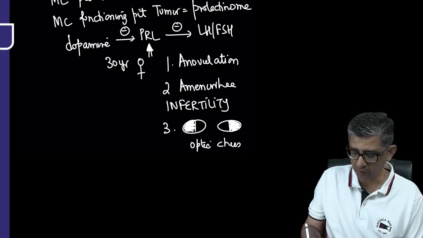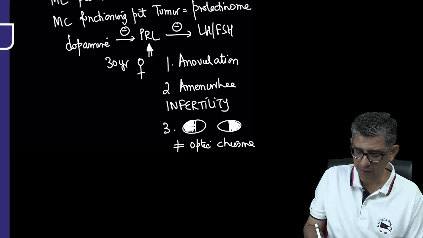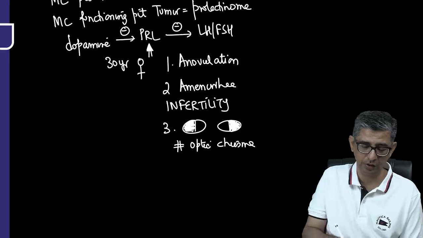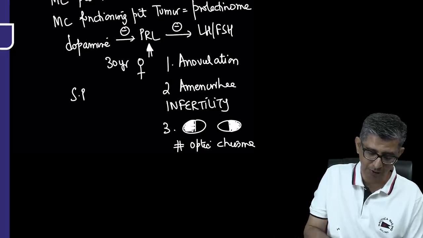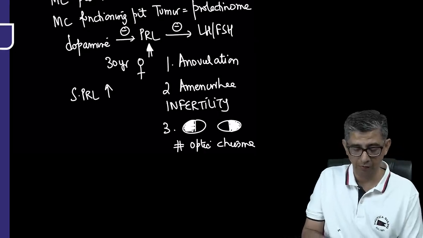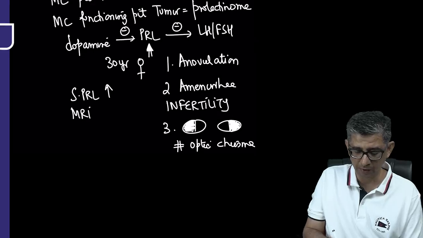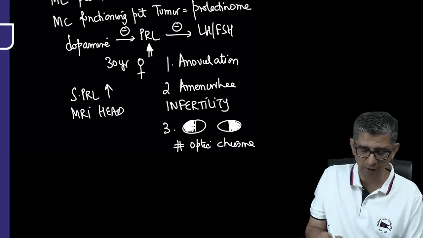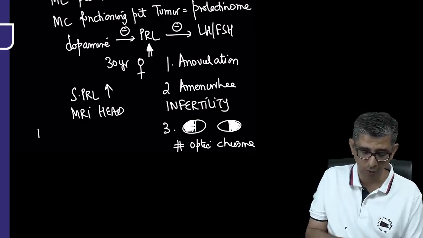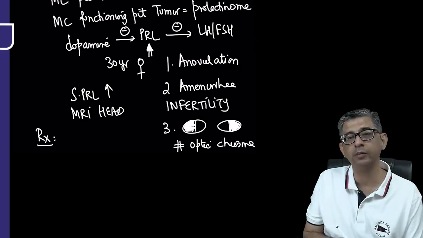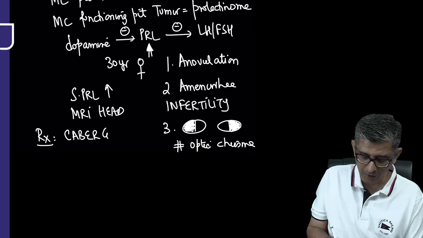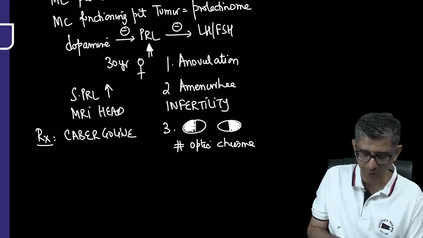Bitemporal hemianopia or visual deficits could be mentioned in a question, but this would be a relatively late presentation in the disease. So for diagnosis, we are going to do a serum prolactin, which will be shooting through the roof. We are going to do an MRI head, which will help us identify whether the patient currently has a micro or a macroadenoma. And then we need to go ahead with treatment. Now for treatment, there are two drugs available. One we can use is cabergoline, or the second one that we can use is bromocriptine.